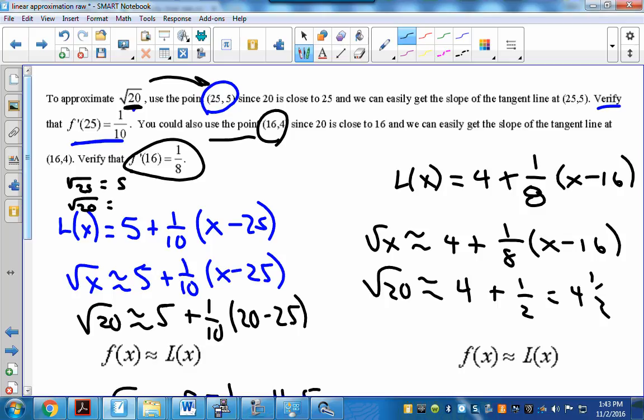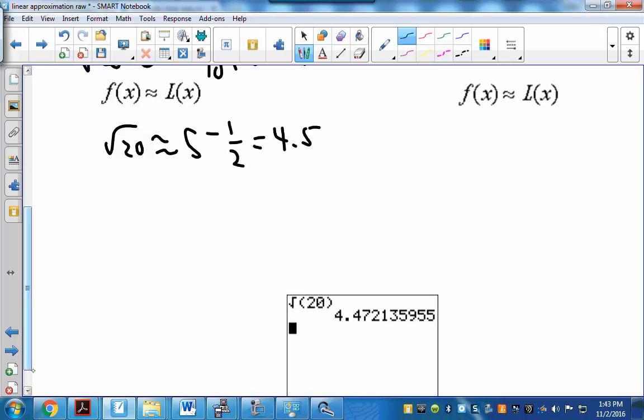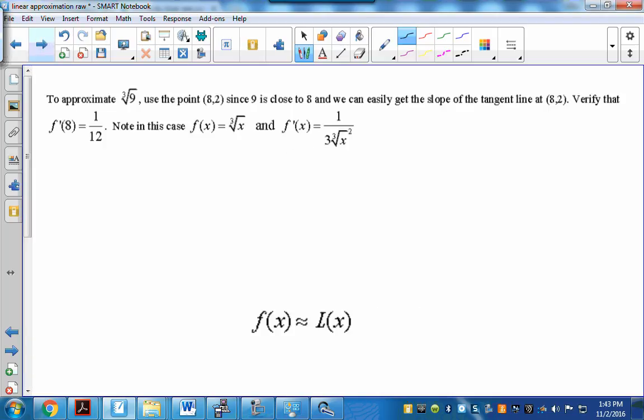Now, neither one of those are right. You know, here's the best. The calculator can give me the square root of 20. But 4.5 isn't bad. I mean, I missed it by 3/100. Okay. Well, we always deal with square roots.